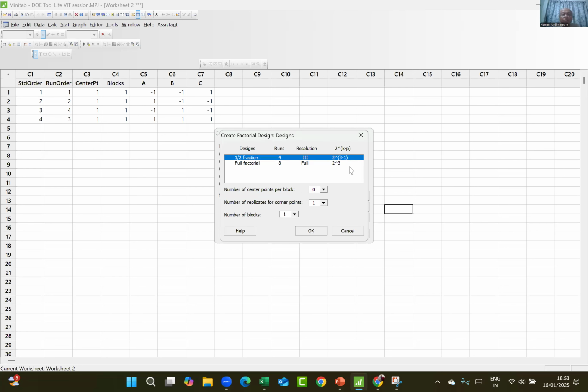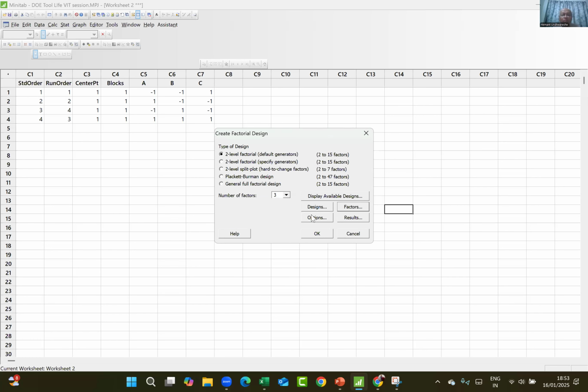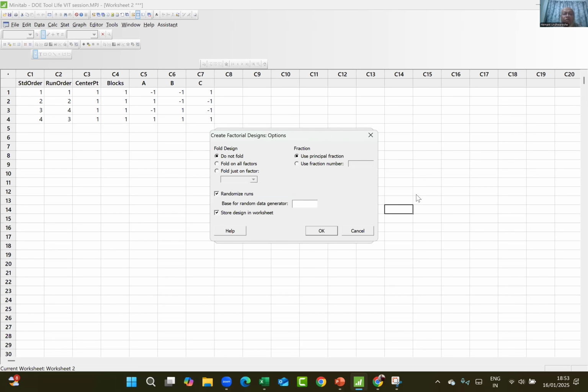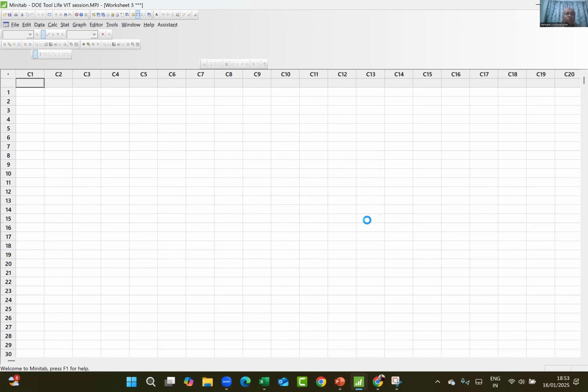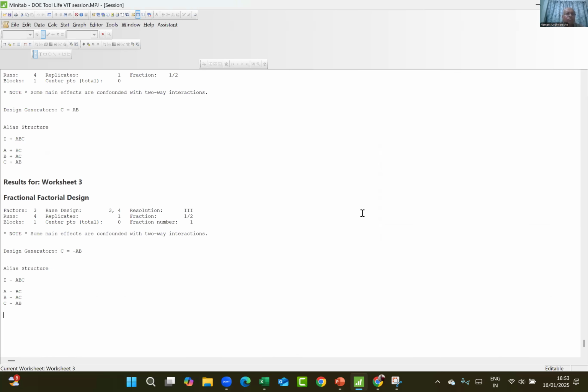Yes, half fraction. Yeah, I think in the options you have to select the fraction. Use principal fraction, use fraction number. I don't want to randomize runs. Or maybe fraction number 1, I will just say. Let us see what it has created.